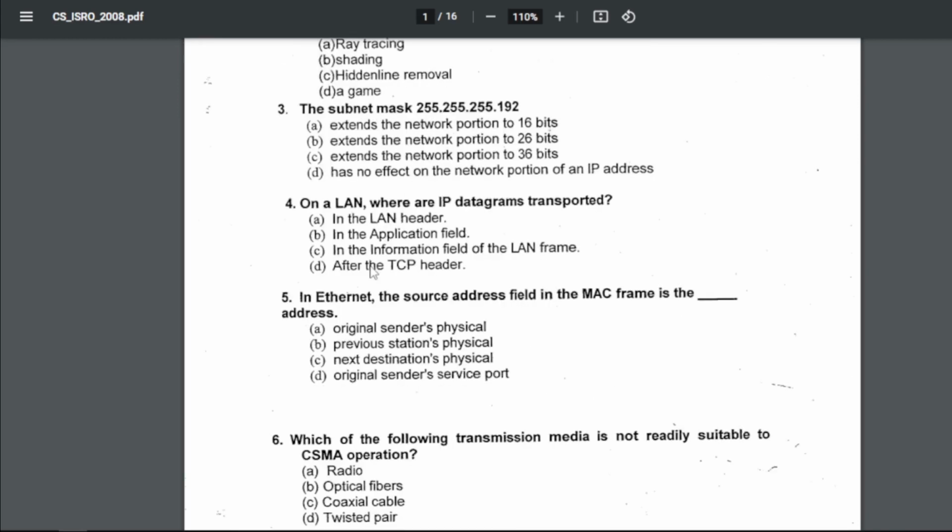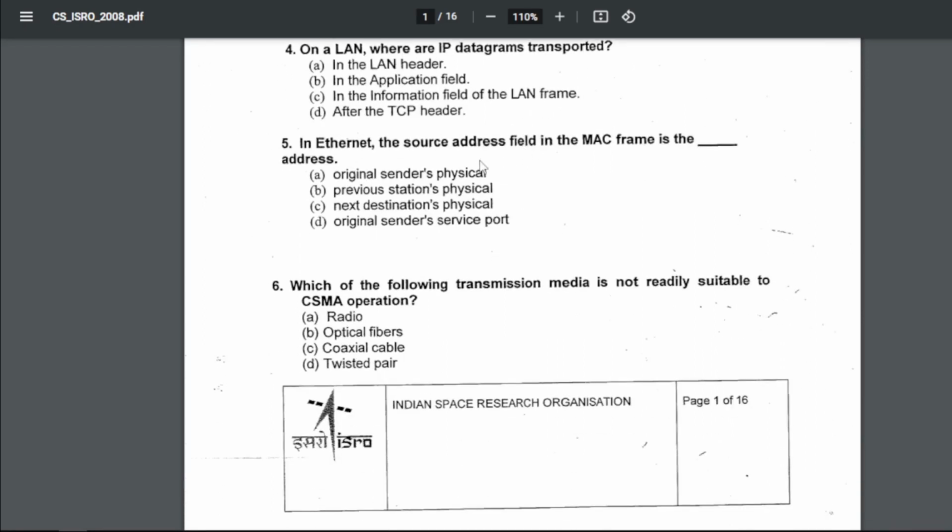Okay. Next question is question number 3. The subnet mask 255.255.255.192 does what? So basically this subnet mask extends the network portion to 26 bits, right? Remember this subnet mask extended network portion to 26 bits.